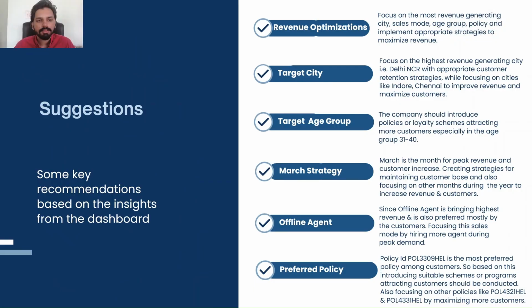So now let's understand some key recommendations based on the insights from the dashboard to the company Shield Insurance. So first one is revenue optimization. The company should focus on more revenue generating city, sales mode, age group, and policy to implement appropriate strategies and also by maximizing revenue. They should focus on their top revenue generating market, top customer base market, or the policy that is having the more demand by the customer.